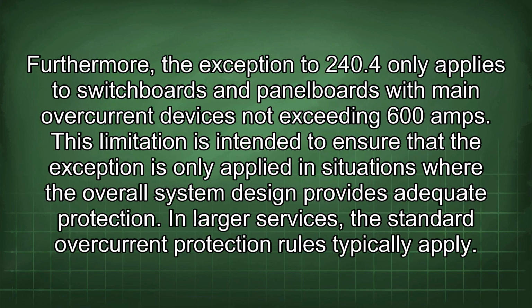Furthermore, the exception to 240.4 only applies to switchboards and panelboards with main overcurrent devices not exceeding 600 amps. This limitation is intended to ensure that the exception is only applied in situations where the overall system design provides adequate protection. In larger services, the standard overcurrent protection rules typically apply.